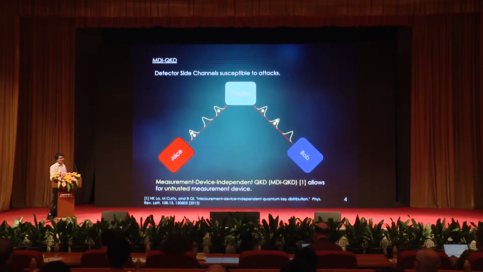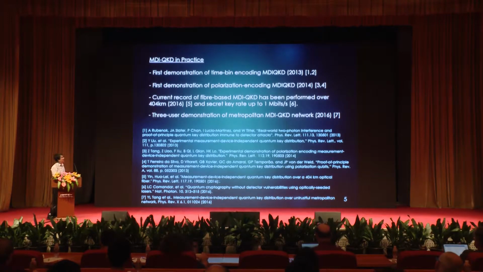So let us begin. As Marco has already kindly introduced this morning, MDI-QKD can eliminate detector side channels that are susceptible to attacks. It enables an untrusted relay, this Charles or Charlie, that can be untrusted, and we don't have to make any assumptions for it. Now, MDI-QKD has seen a lot of experimental demonstrations. As Marco has listed again, I won't go into too much detail here. But importantly, there has been a 3-user demonstration of a metropolitan MDI-QKD network at USTC.